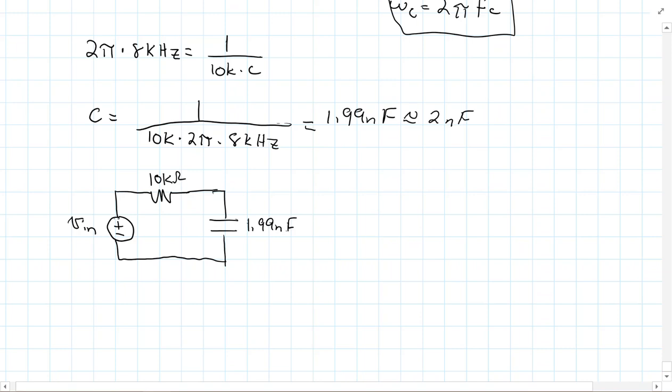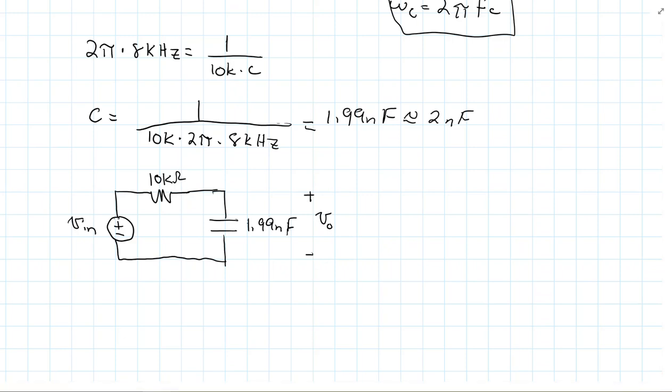Now, if you leave your circuit like this, you will still lose points, because to mark this, you have to mark where the output voltage is being taken. So I need to mark that the output voltage is across the capacitor. So this is my low-pass filter that has a cutoff frequency of 8 kilohertz.